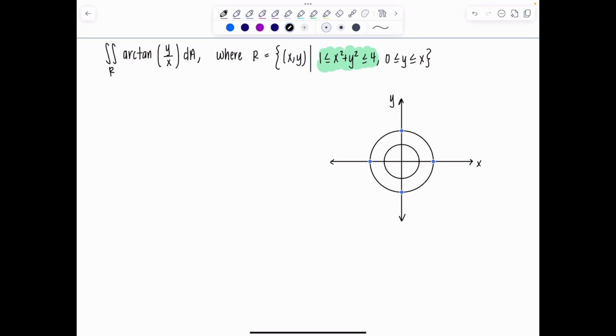I mean, that looks fabulous. Wow, wow, wow. Okay, so this is radius 2, this is radius 1. So we have this region between them.